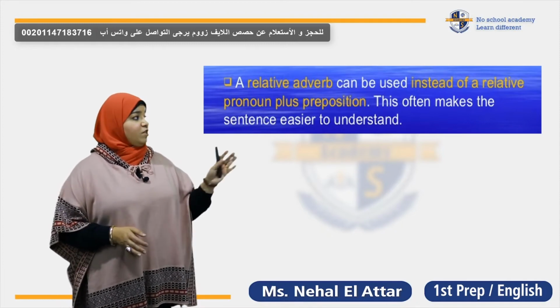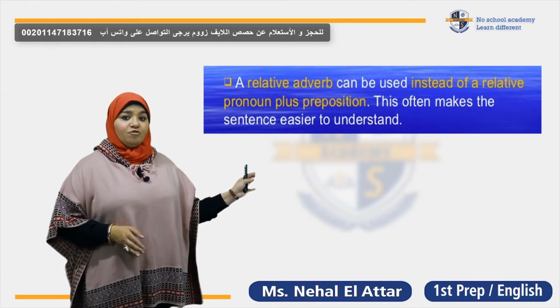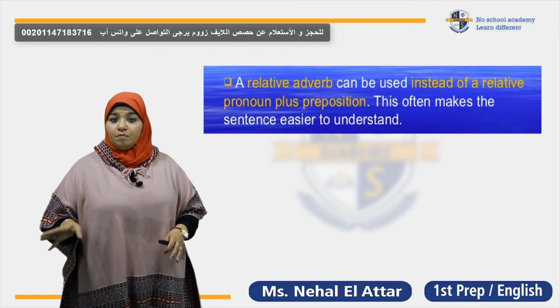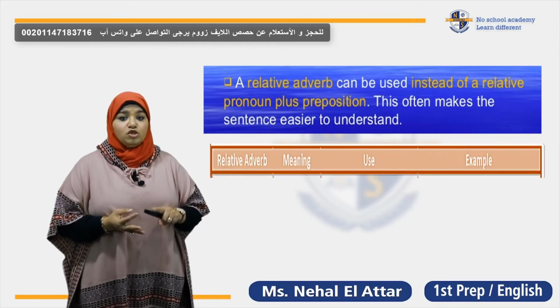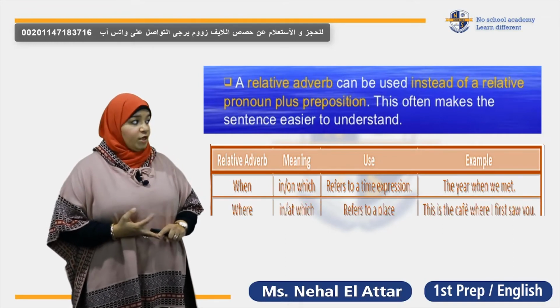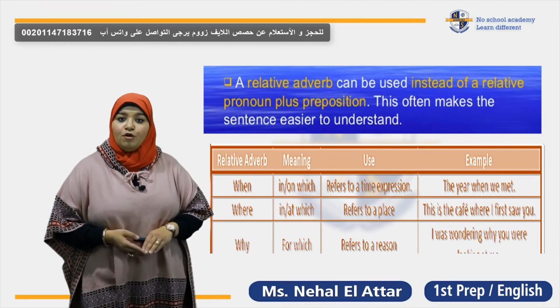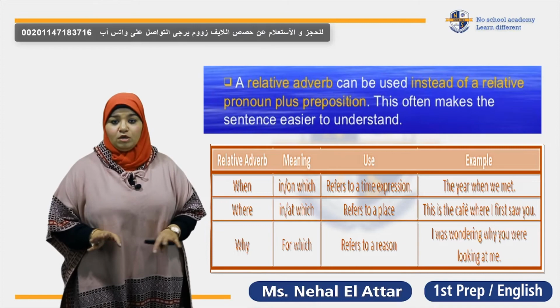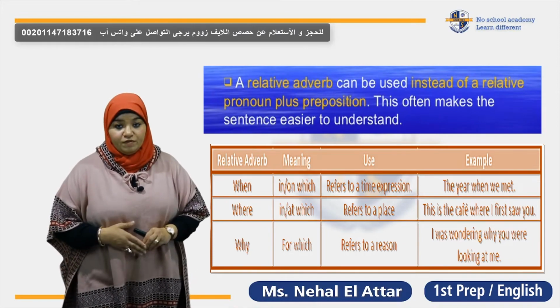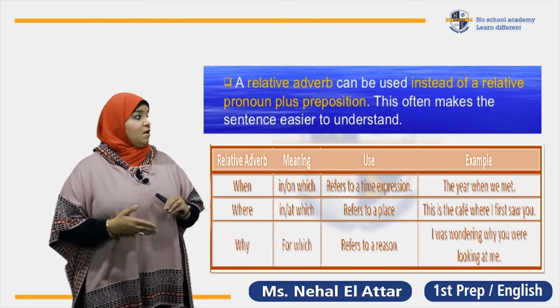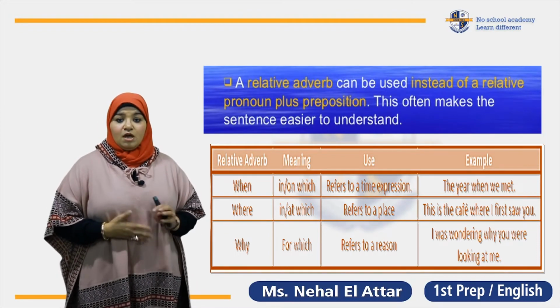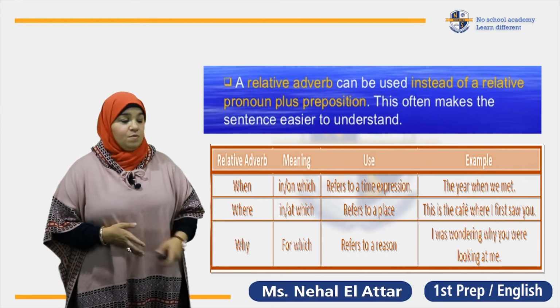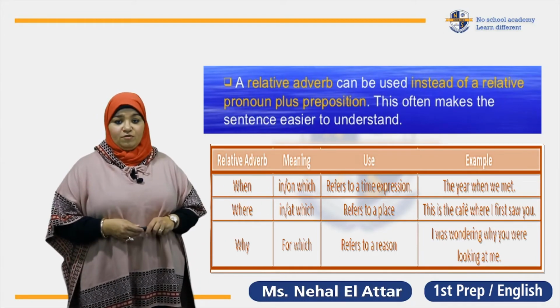For example, we say here, instead of when, in or on which. Yeah, great. Instead of where, you can say in which, to which, or on which. Instead of why, we can say for which, and so on. So they are all alternatives, and we use this as an easier way in everyday language, okay? So these are called relative adverbs.